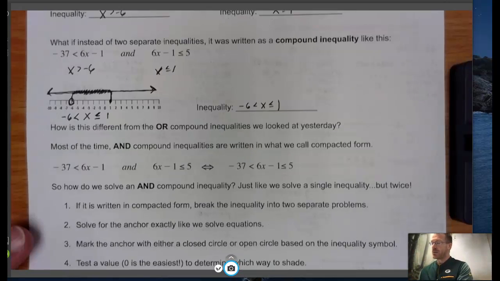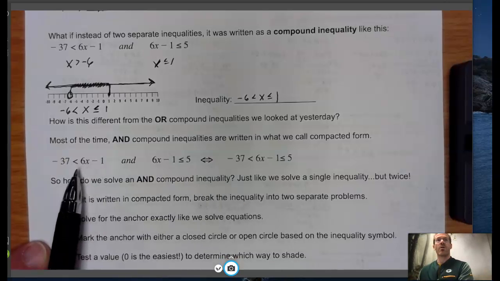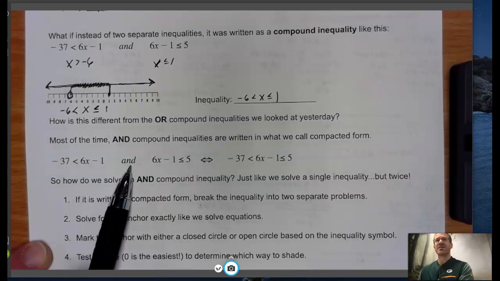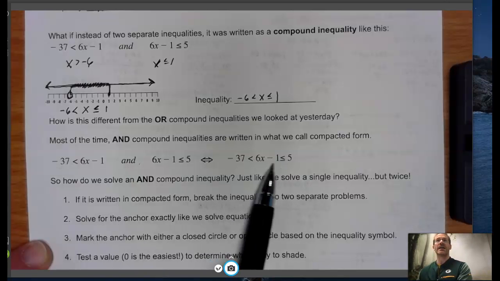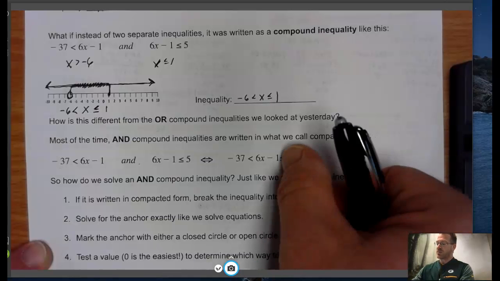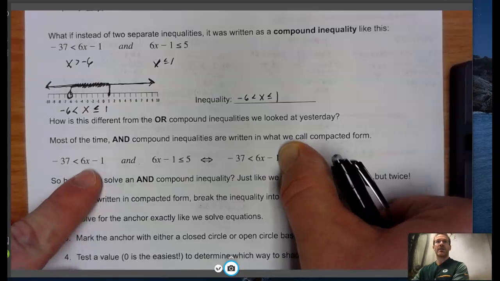So what does that look like? Notice yesterday when we did an OR, it would just be this or that. Now, we can put the "and" in here, but this is traditionally not what you typically see mathematically. What you're going to see is the compacted version where they write it like this. We still have two inequalities. There's my first inequality if I cover up the right side. You can see that's the one that's right there.